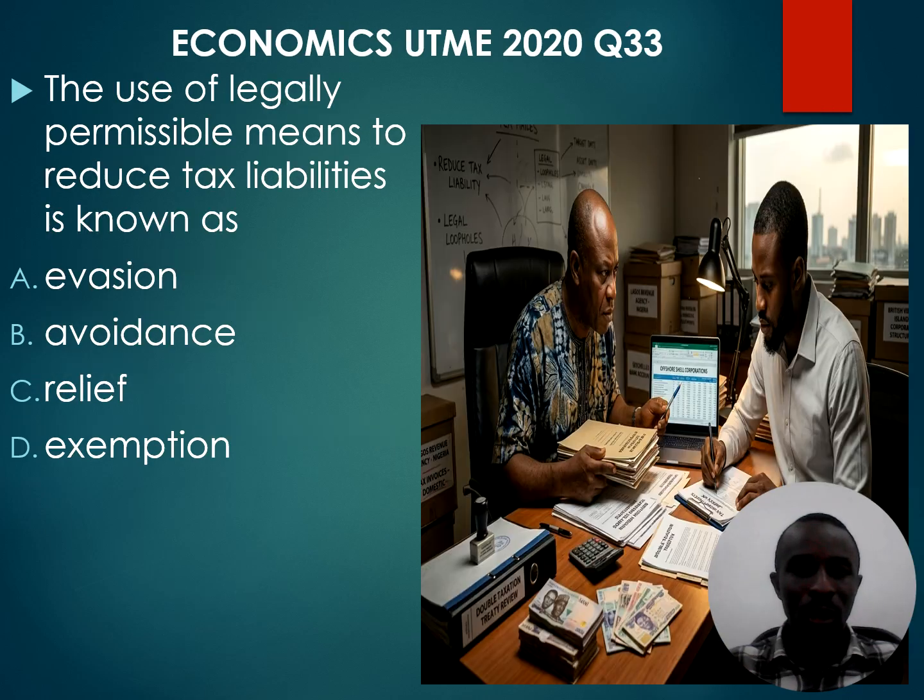Let's continue. Question 33. The use of legally permissible means to reduce tax liabilities is known as tax avoidance. Tax evasion is an illegal means of reducing tax liabilities. For tax relief, the government reduces the amount of tax to be paid by the company. While tax exemption is always done for infant industries, that's newly established industries, for them to grow before they can start paying tax. So they are exempted from paying tax for a period of time. So our correct answer is tax avoidance, option B.